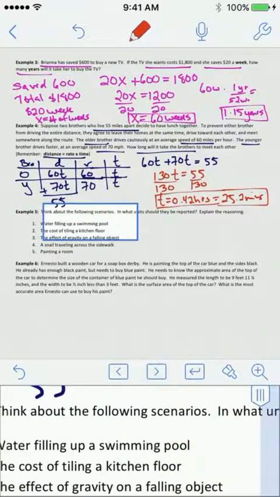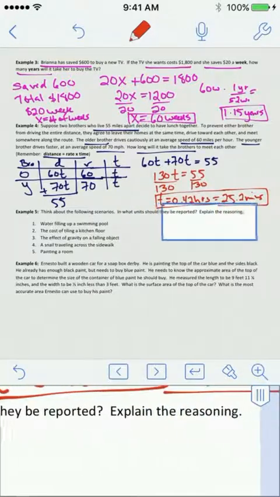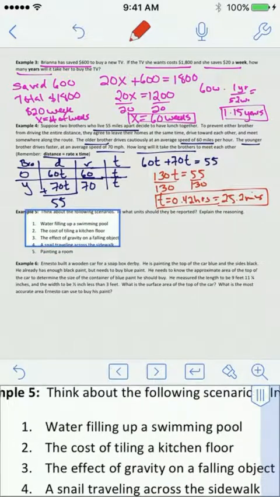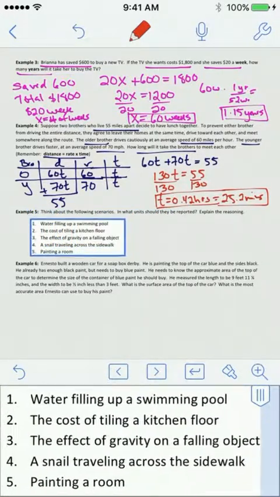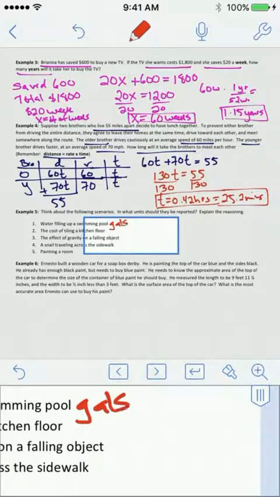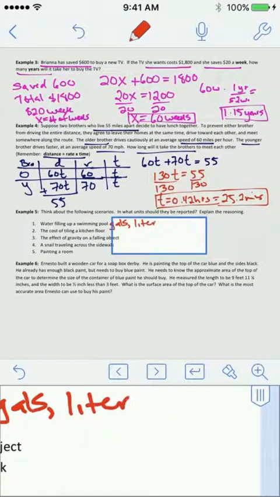So in example 5, it says, think of the following scenarios. What units should they be reported in? Explain the reasoning. We'll explain it together, and then you can make a note. Water filling a swimming pool. Well, that's a pretty big area. I don't think I want to do that in milliliters or drops. Maybe gallons would be good, or liters if we happen to be in the UK. I don't think I'd want to go so far as some super big ones, like 100 million gallons. But I think gallons or liters are probably good.